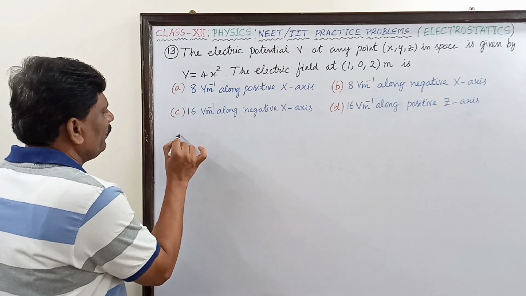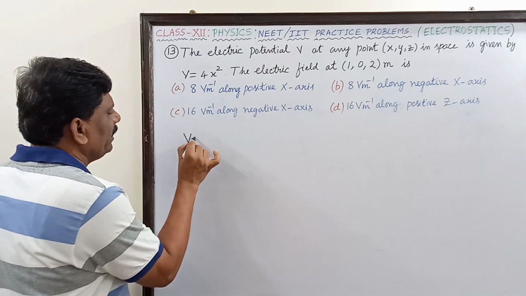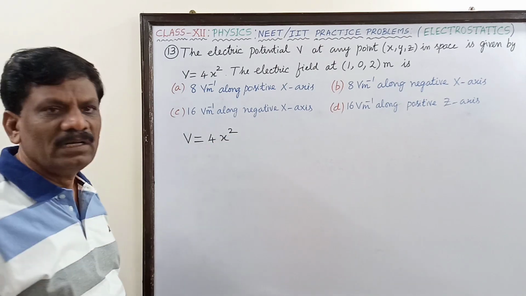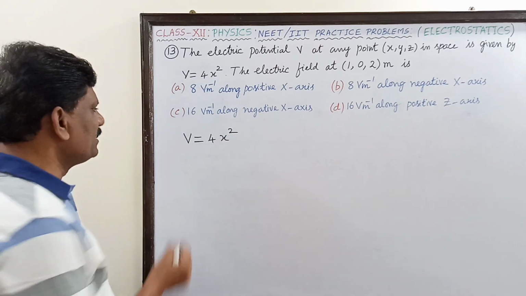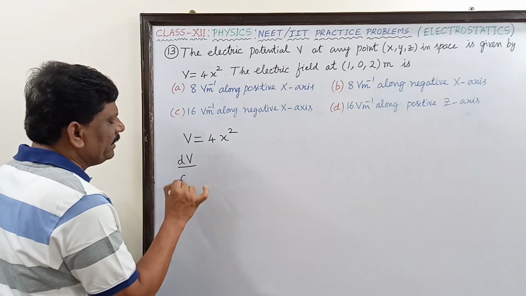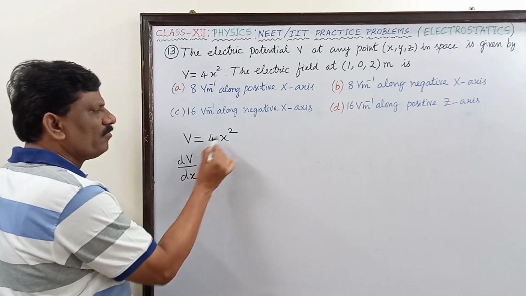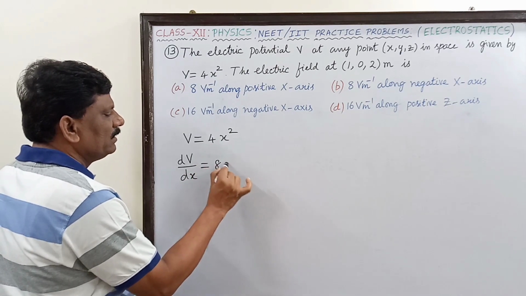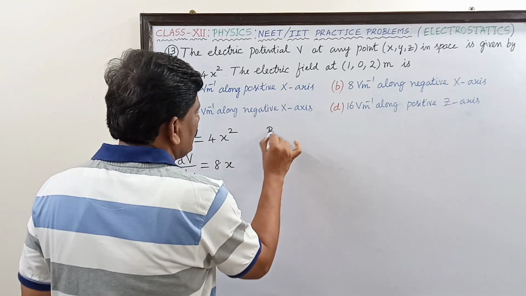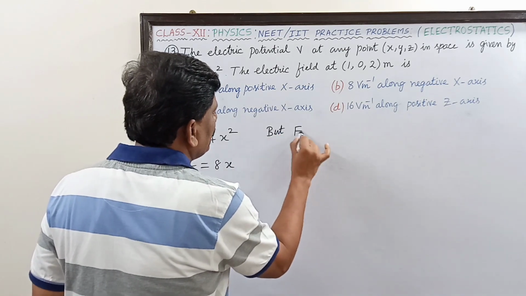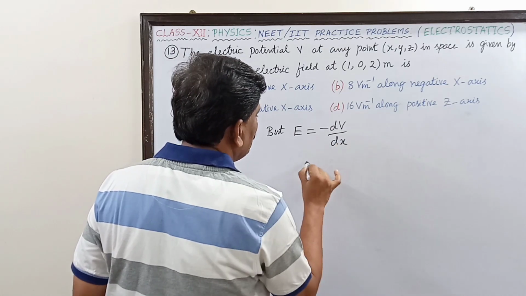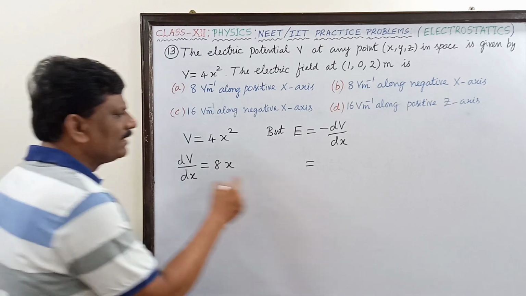Now first we take the potential V is equal to 4x square. So I differentiate this equation with respect to x. So this is dV by dx is equal to 4 into 2 is 8x. But what is the electric field E? E is equal to minus of dV by dx. So this must be equal to minus 8x.